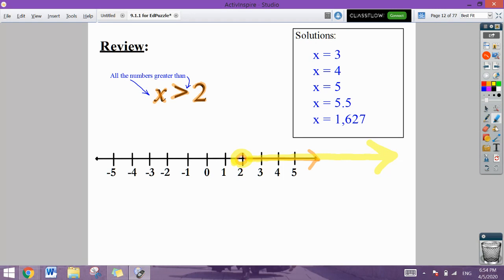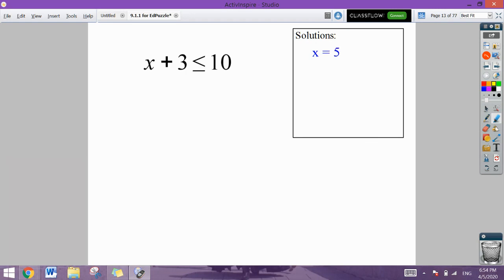Okay, so let's take it up a level. This is like the easy level. Let's go to a medium level. Ready? So go ahead and write down this inequality. X plus 3 is less than or equal to 10. As you can see, I already have one solution written there. X equals 5. Now the reason 5 is a solution is because if we plug in a 5 right here, 5 plus 3 is going to be less than or equal to 10.